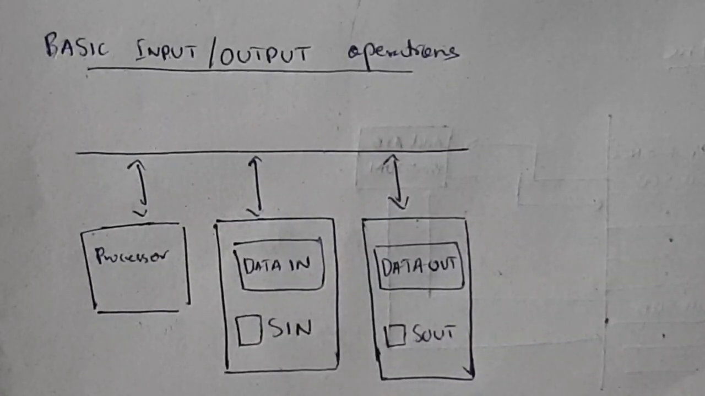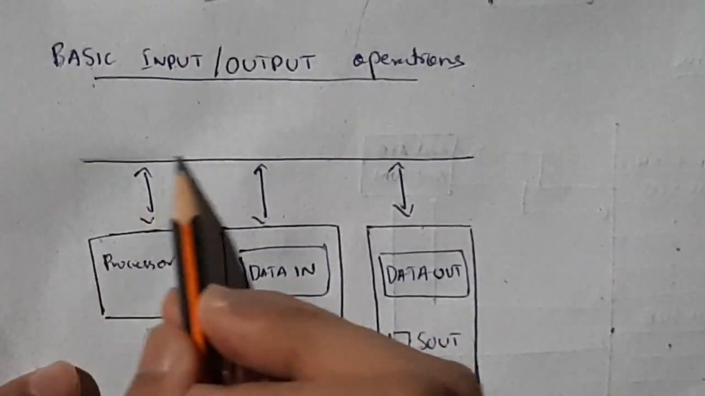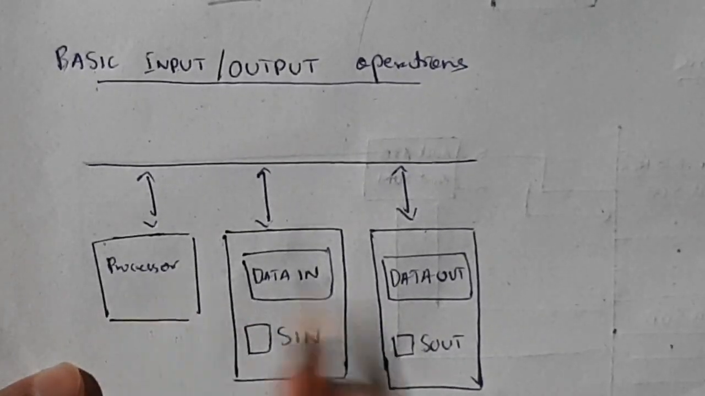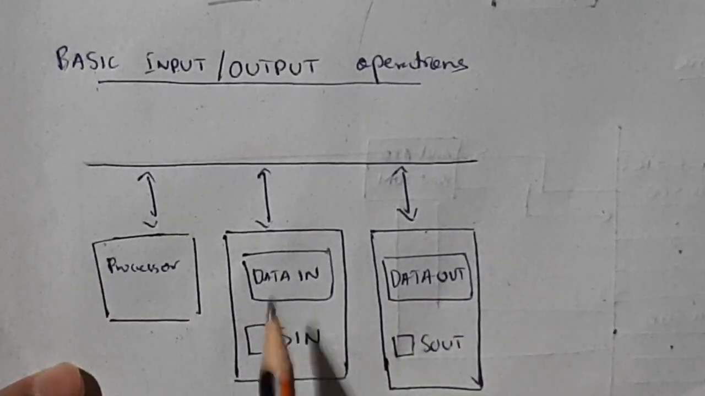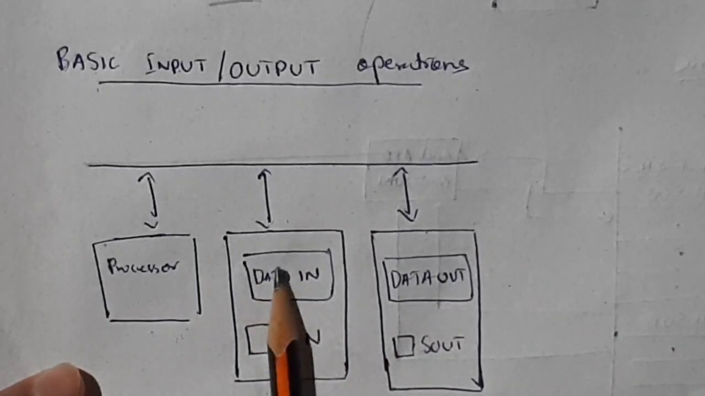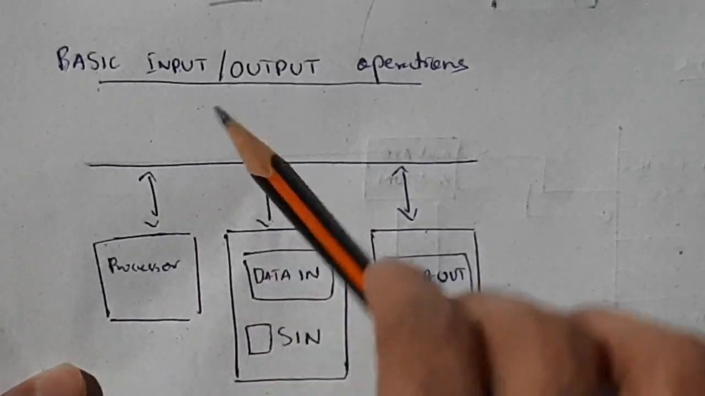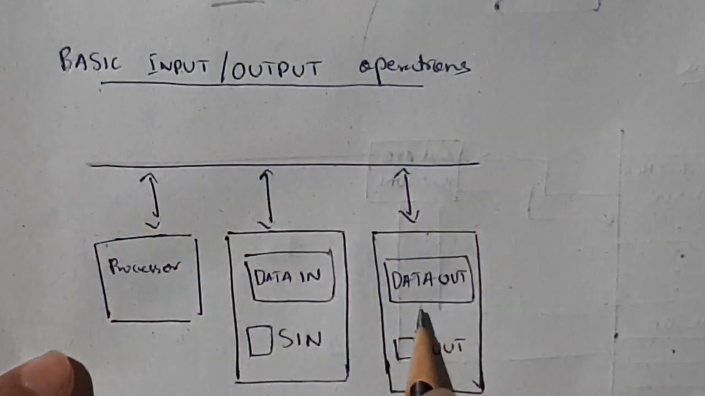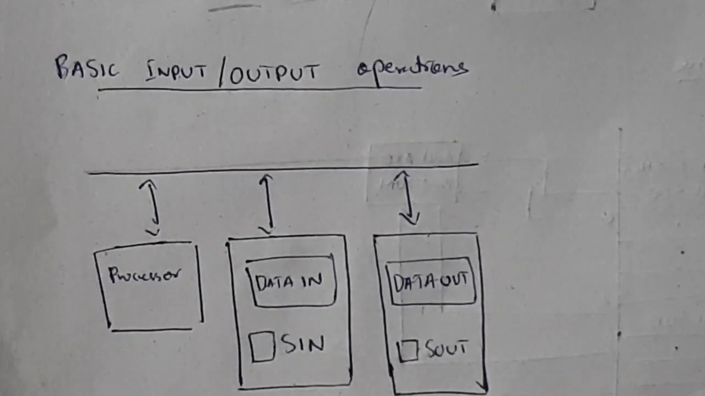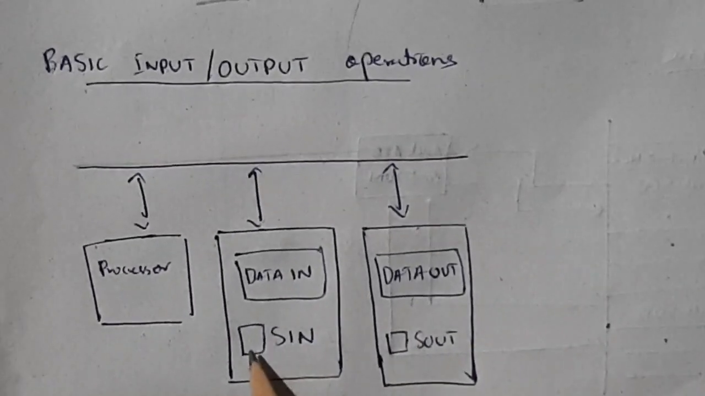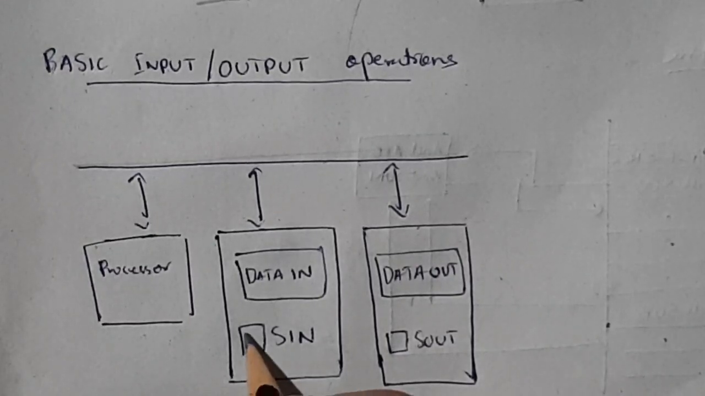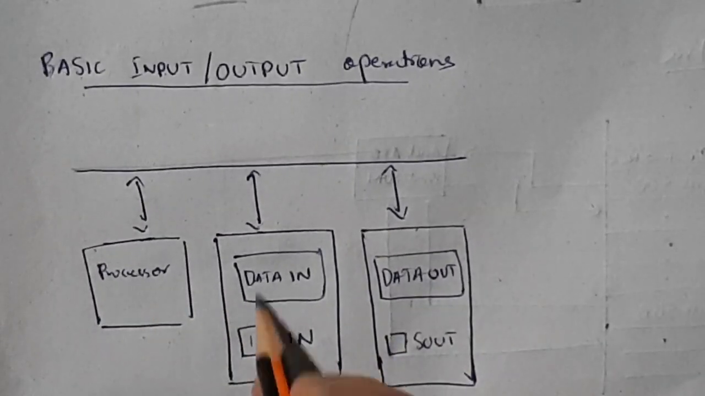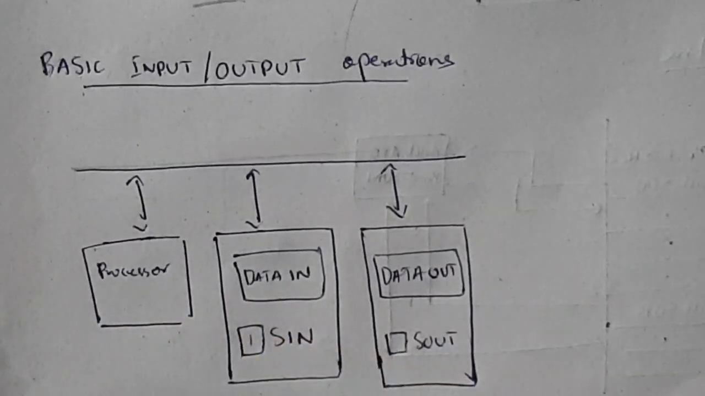Next topic is basic input output operations. This is the bus which will transfer the information from one part to another. These are the three units: processor, data in, data out. This is the input. Suppose this is connected to a keyboard and I input any letter, that will go here and then to the processor in this form. Data out means some data will come from the processor and be outputted through data out. S in and S out are conditions: if I click any key on the keyboard, S in will turn 1, which indicates to the processor that data is coming, so it has to store the data. Similarly for S out.